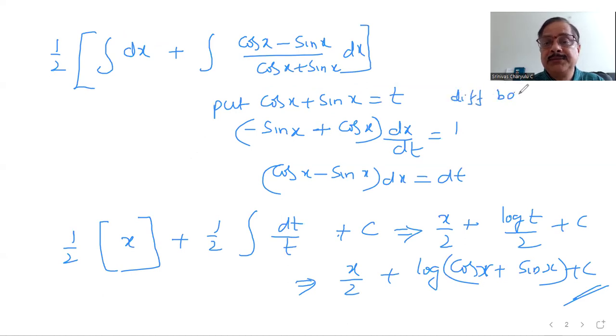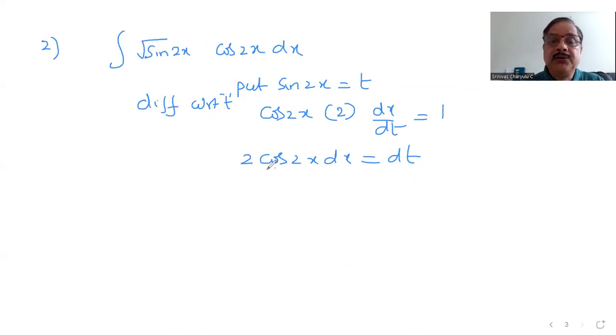Differentiate both sides with respect to t. Then only this term comes. Okay. So remember to write 2 cos 2x dx is equal to dt. Then cos 2x dx will become dt divided by 2. So observe here, cos 2x dx is there. You can replace this one with dt by 2. Root of sine 2x will be replaced with root t, dt by 2.